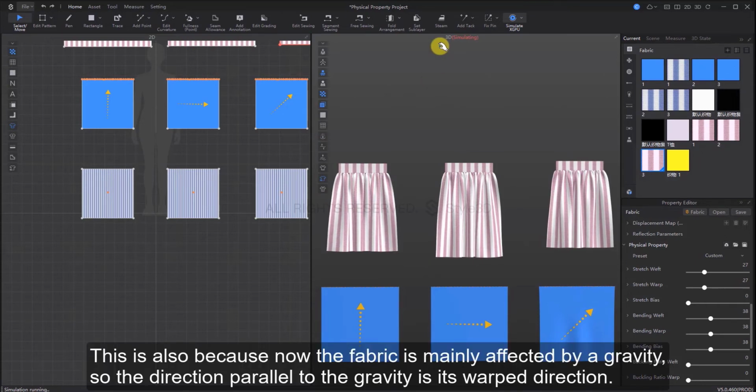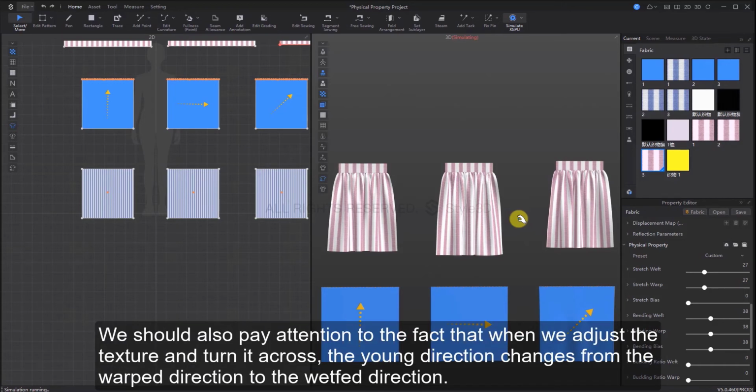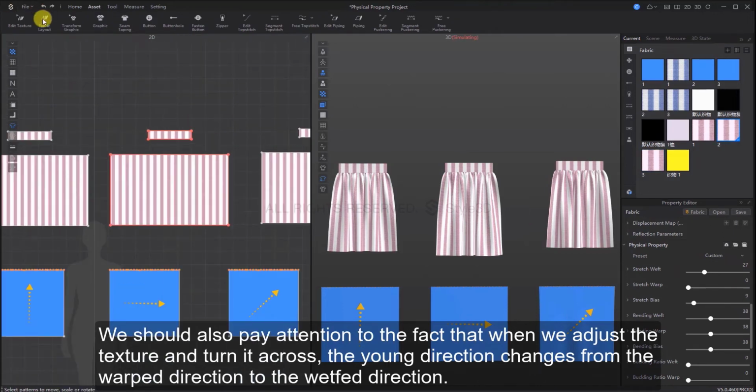This is also because now the fabric is mainly affected by gravity, so the direction parallel to the gravity is its warp direction. If the stretch is at a minimum, the warp direction is more easily stretched, and the fabric will be stretched longer. We should also pay attention to the fact that when we adjust the texture and turn it across, the yarn direction changes from the warp direction to the weft direction.